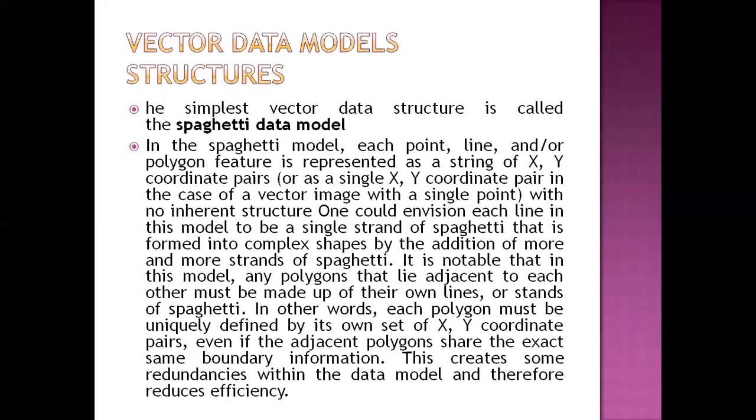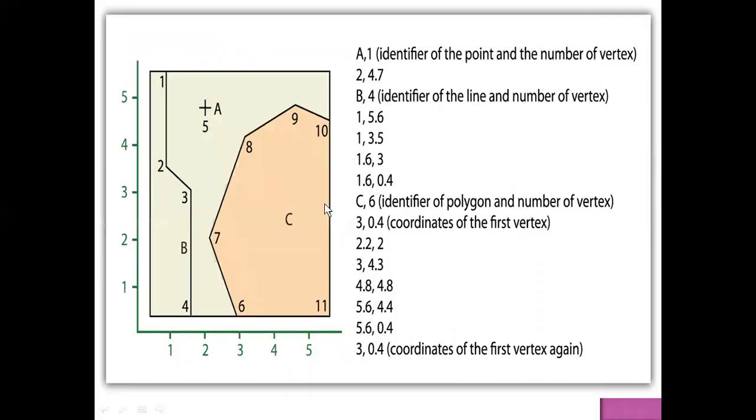It is notable that in this model, any polygons that lie adjacent to each other must be made up of their own lines or strands of spaghetti. In other words, each polygon must be uniquely defined by its own set of xy coordinate pairs, even if the adjacent polygons share the exact same boundary information. This creates some redundancies within the data model and therefore reduces efficiency. This is a spaghetti data model.